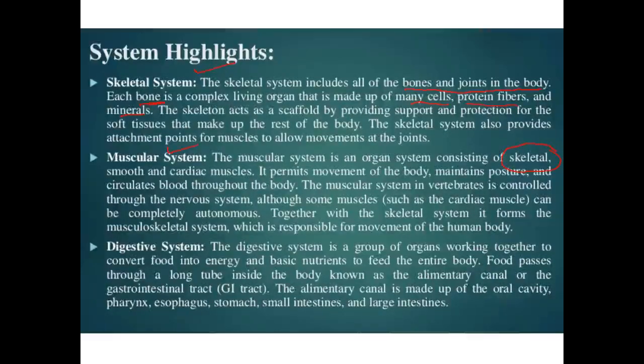As I have mentioned in my previous slide, the muscular system is controlled through the nervous system. The nervous system issues some electrical signals that are communicated to the muscular system, and the muscular system acts based on the requirement. And since the muscular system is tied with the skeletal system, it will start to react, or else start to move, based on the information received from the nervous system.